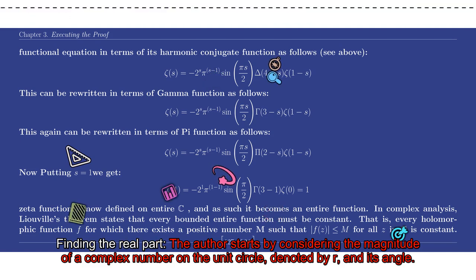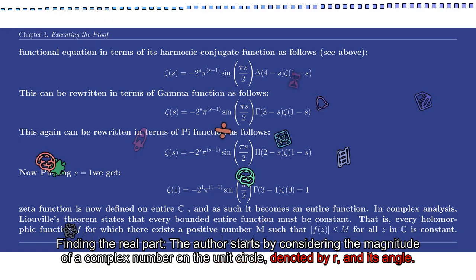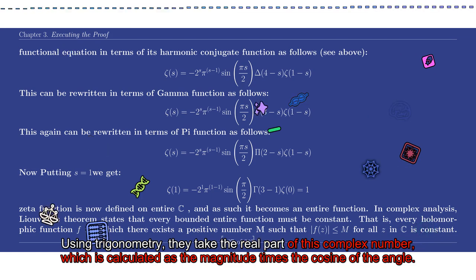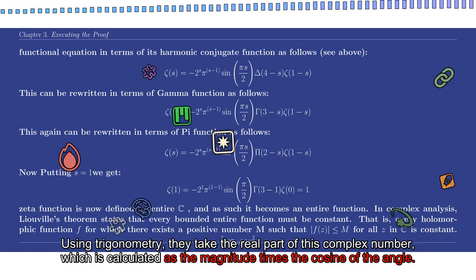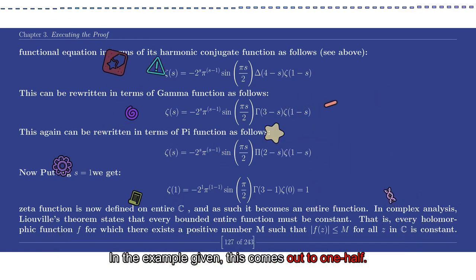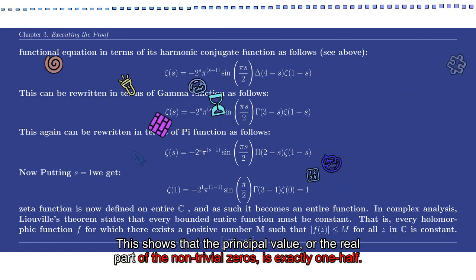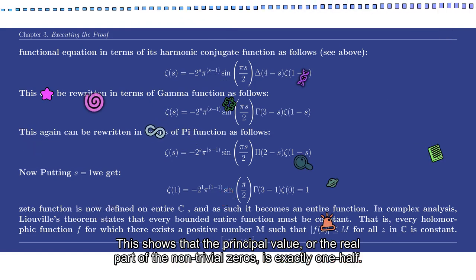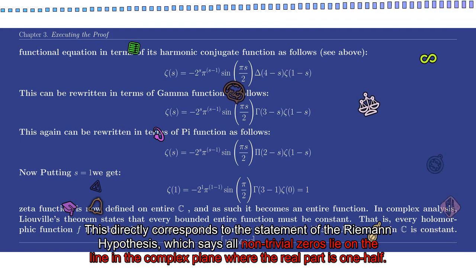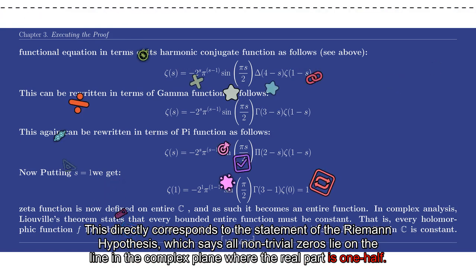Finding the real part, the author starts by considering the magnitude of a complex number on the unit circle, denoted by r, and its angle. Using trigonometry, they take the real part of this complex number, which is calculated as the magnitude times the cosine of the angle. In the example given, this comes out to 1/2. This shows that the principal value, or the real part of the non-trivial zeros, is exactly 1/2. This directly corresponds to the statement of the Riemann hypothesis, which says all non-trivial zeros lie on the line in the complex plane, where the real part is 1/2.